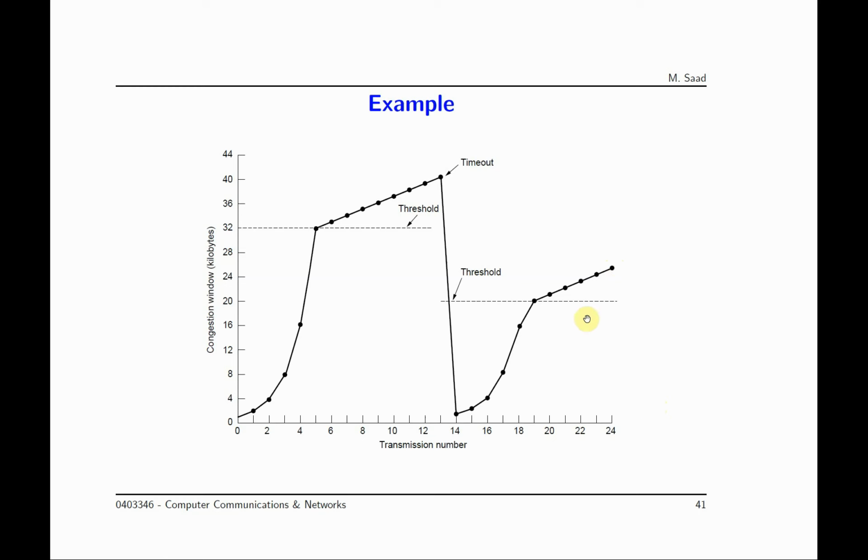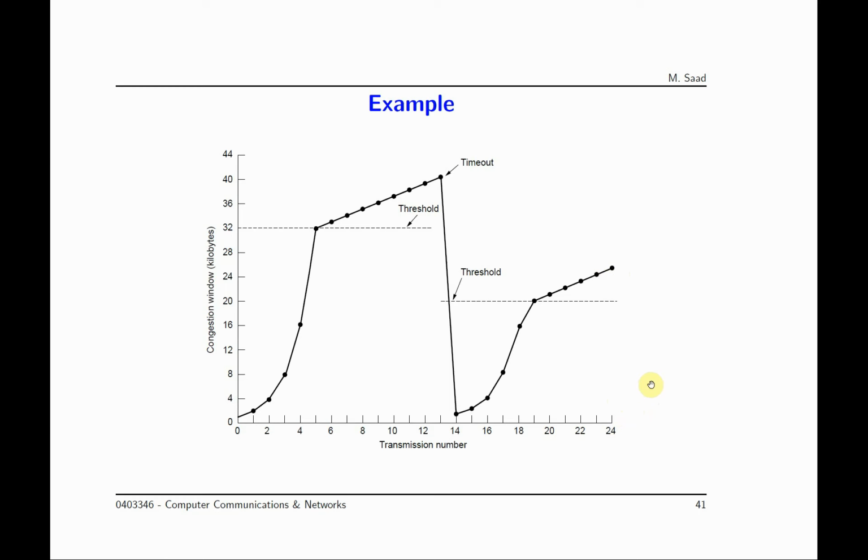What else happens? The threshold gets updated, and the new threshold becomes half of the congestion window. If this is 25, then the new threshold is only 12.5 kilobytes, and the congestion window is equal to 1. So if we just follow the transmissions here, what will be the new congestion window values?